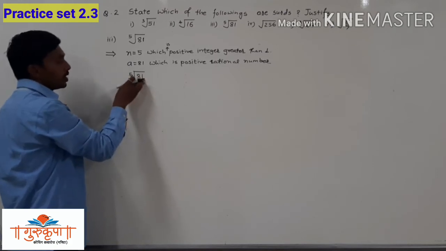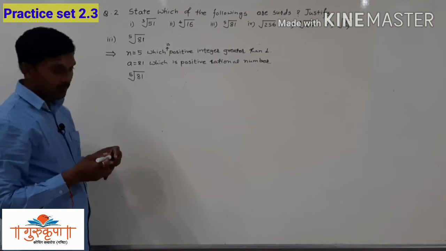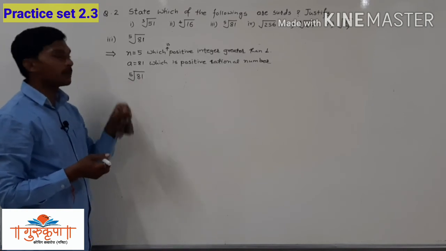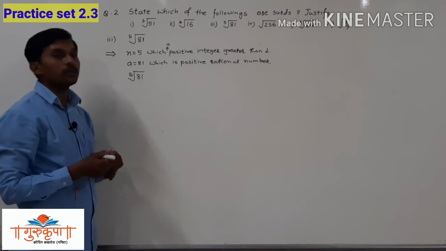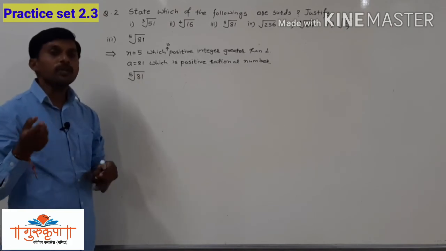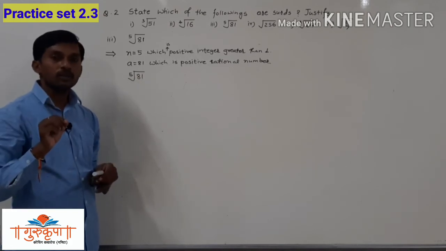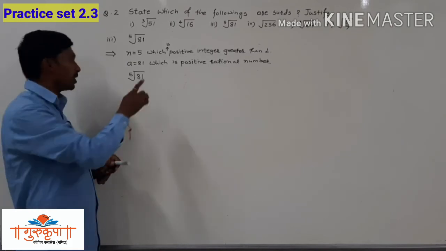Now we have to check: is there a number that is the fifth root of 81? Or simply, we have to find a number whose 5 times product is 81.